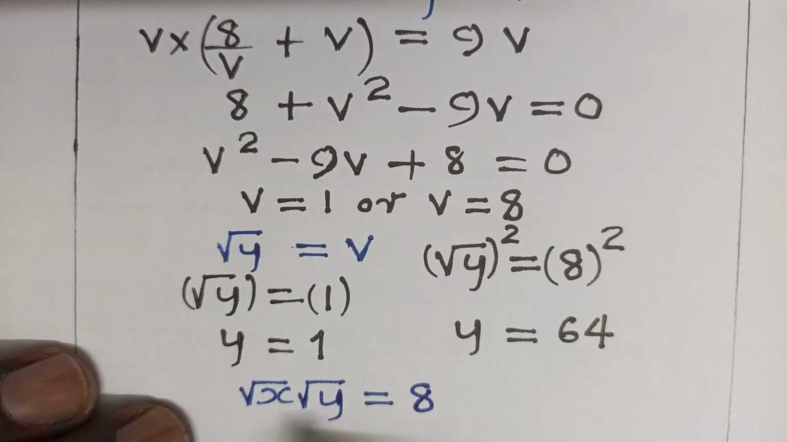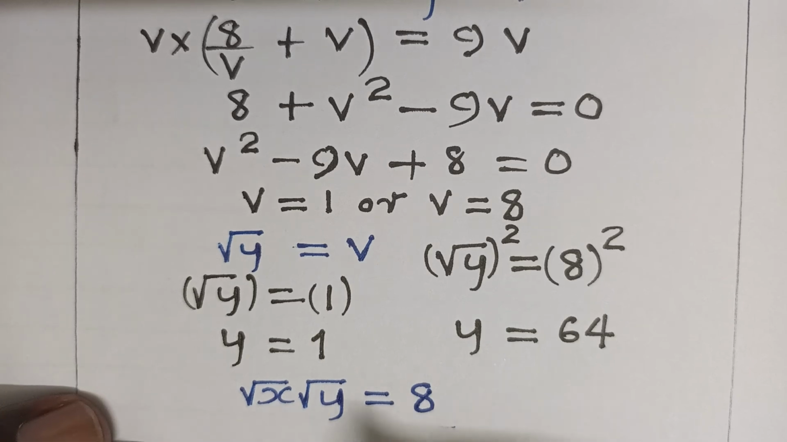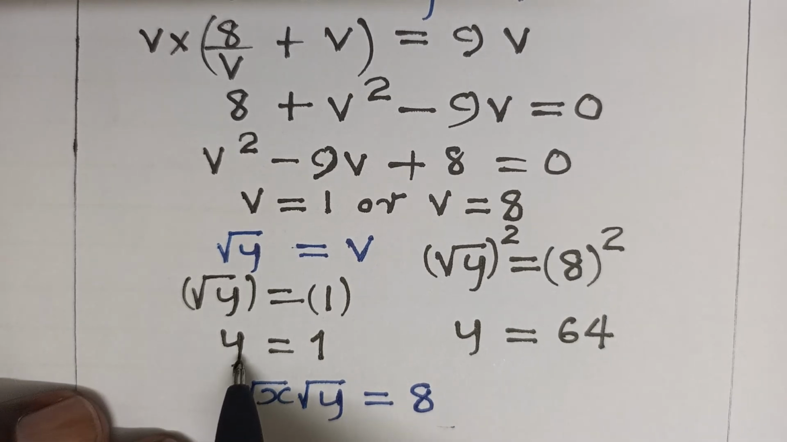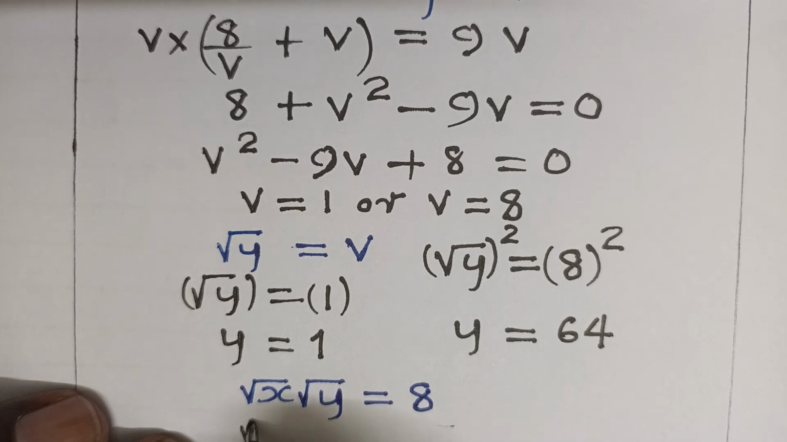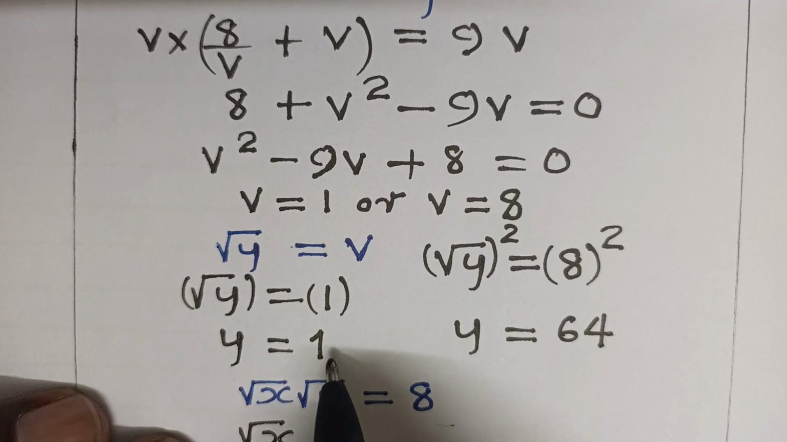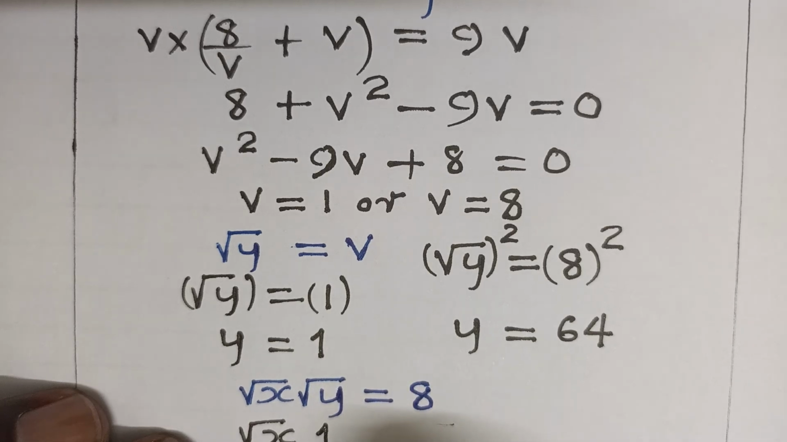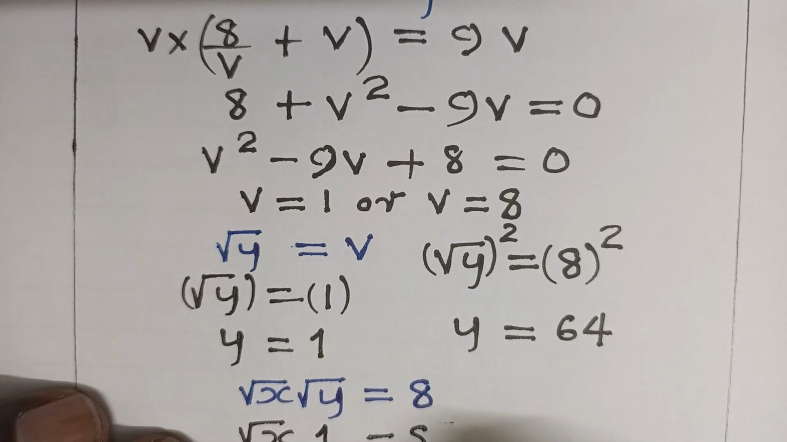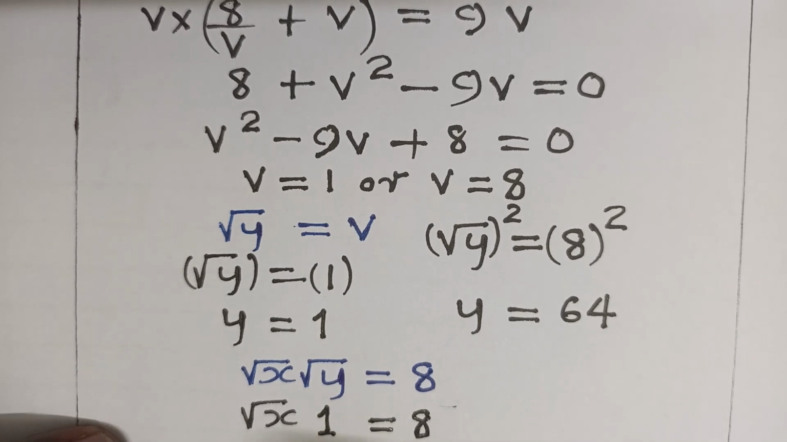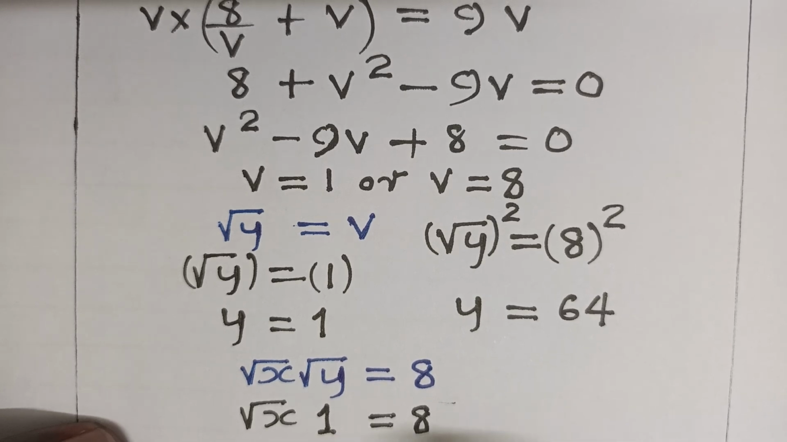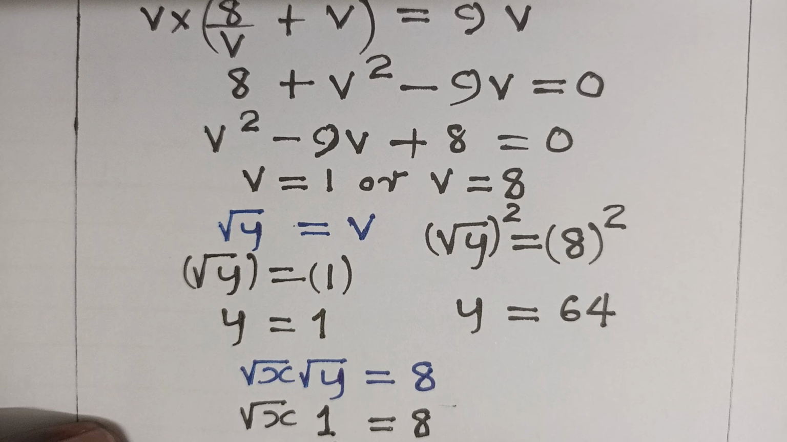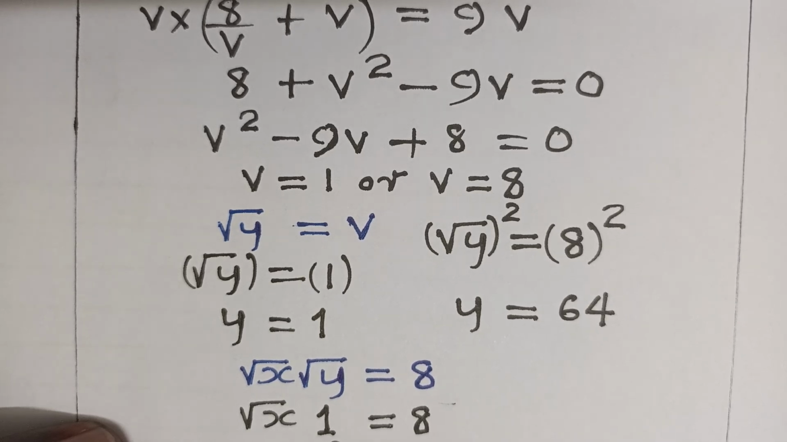Guys, we had this equation, and so we can come and replace and find the value of x. So when y is equal to 1, we shall have square root of x times square root of y, which is 1. Square root of 1 is 1. And this is now equal to 8. And therefore, guys, square root of x is equal to 8. And therefore, if we square both sides, x is equal to 64.